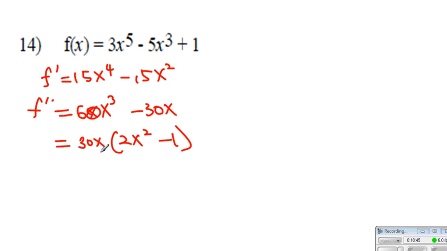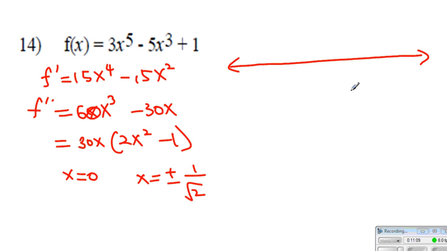Now, here we have three values. Because of the first one, we get x can be equal to 0. Here, x can be positive or negative 1 over square root of 2. Alright. Then using a number line, we have 0. We have positive 1 over square root of 2. The other one is negative 1 over square root of 2.